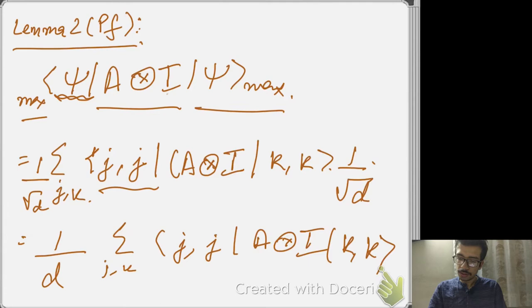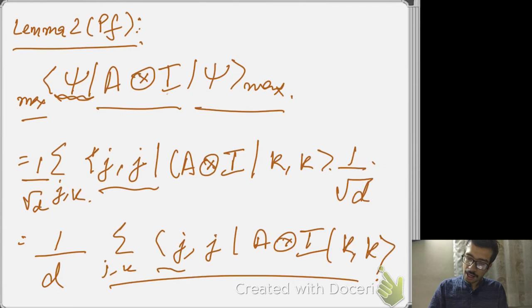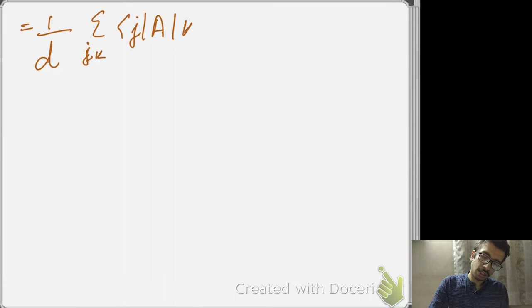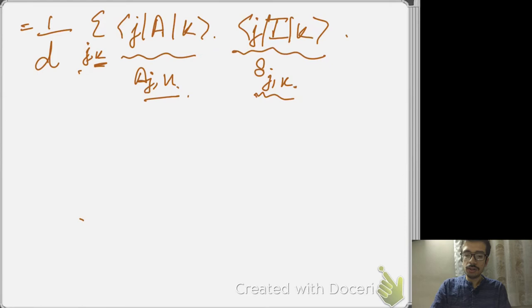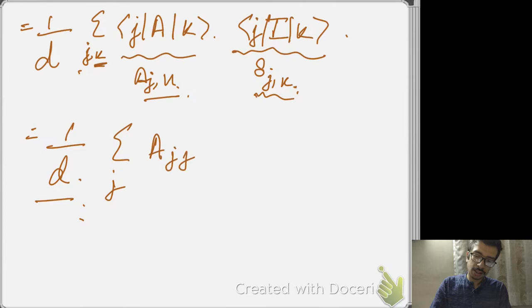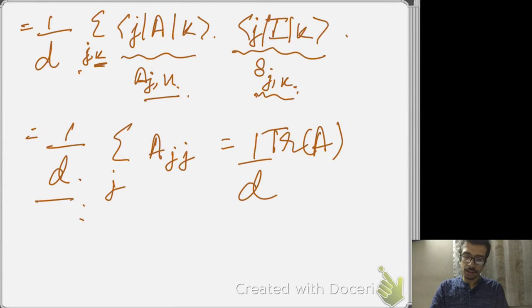Okay, so what is this going to be? Let's see. This is 1 over d, and then I have A sandwiched between j and k, and I sandwiched between j and k. So this term is nothing but delta jk, and this term is nothing but a_jk. So when I sum over k, for example, the sum over k of delta jk will only pick out those entries where j equals k. So I can write it as sum over j a_jj, which is nothing but trace of A, and then there is of course a 1 by D factor. So this proves the second lemma as well.